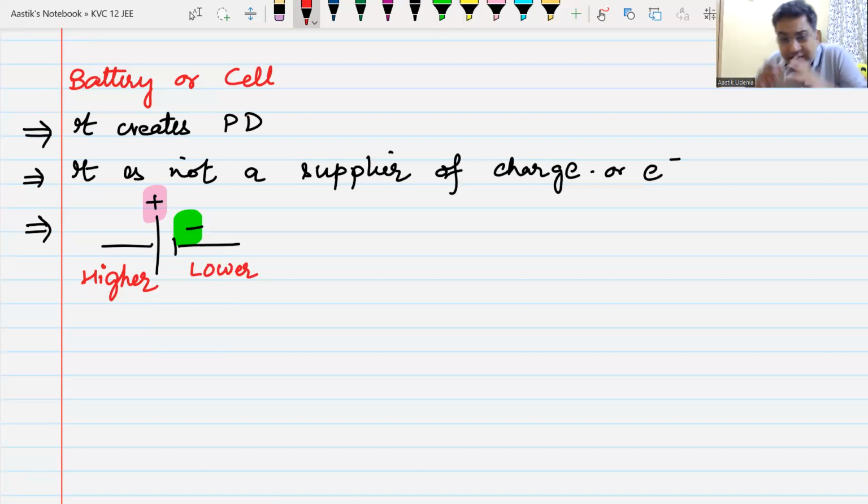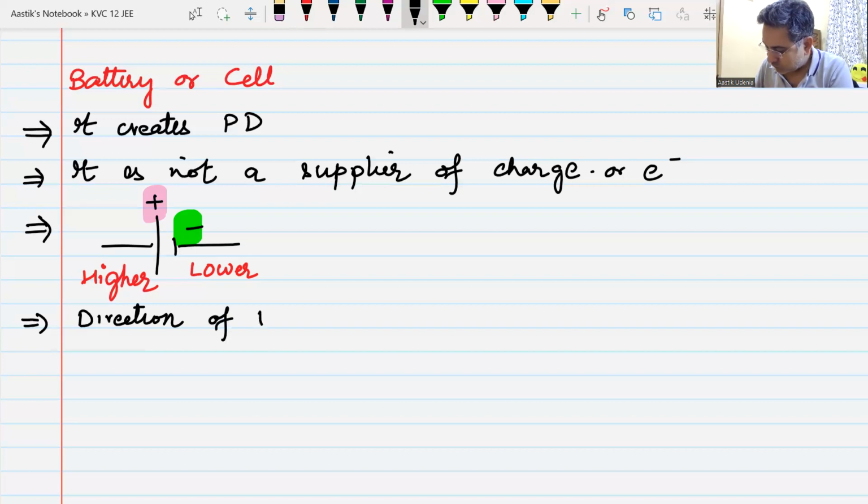Now, from where to where do charges flow? And remember, whenever we are talking about the flow of charges or the flow of current, there are two directions that are taken. One is known as the conventional direction, and one is known as the real direction or electronic direction. And no one talks about the real direction. Whenever we are talking about the direction of flow of current, we are always dealing with the direction of flow of positive charges. Do we understand this? Yes, sir. Direction of current is taken as the direction of flow of positive charges. This direction is known as the conventional direction.